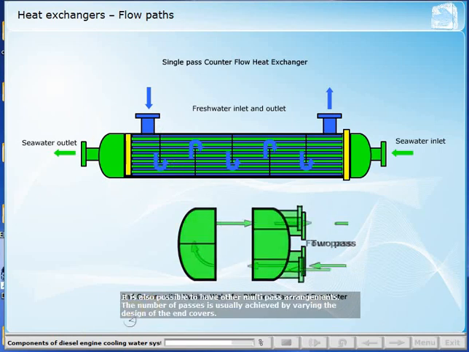It is also possible to have other multi-pass arrangements. The number of passes is usually achieved by varying the design of the end covers.